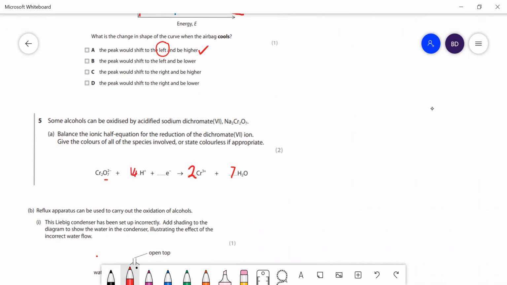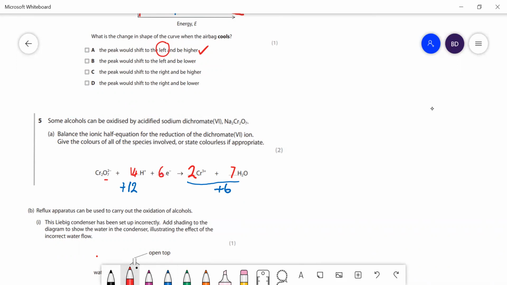Now we need to balance the charges. So we have on this side a total charge of +6 at the moment, 2 times +3. On this side, we have got a total charge of 2 minus, add 14 pluses, so that's +12. So to make the charge the same over the side, I need to add 6 negatives here, 6 electrons.